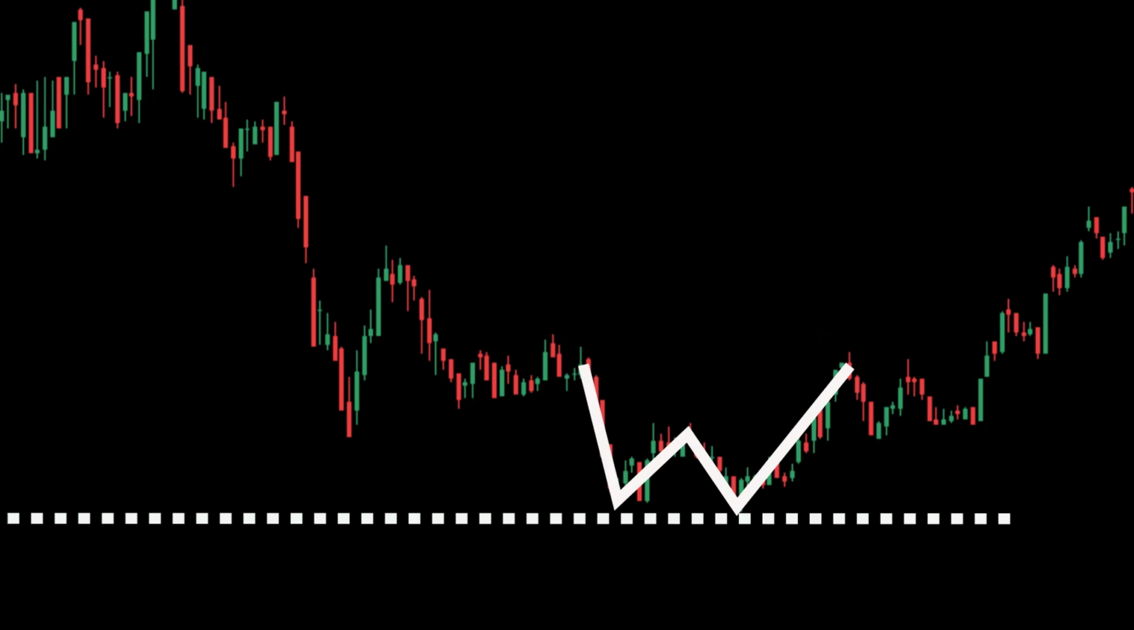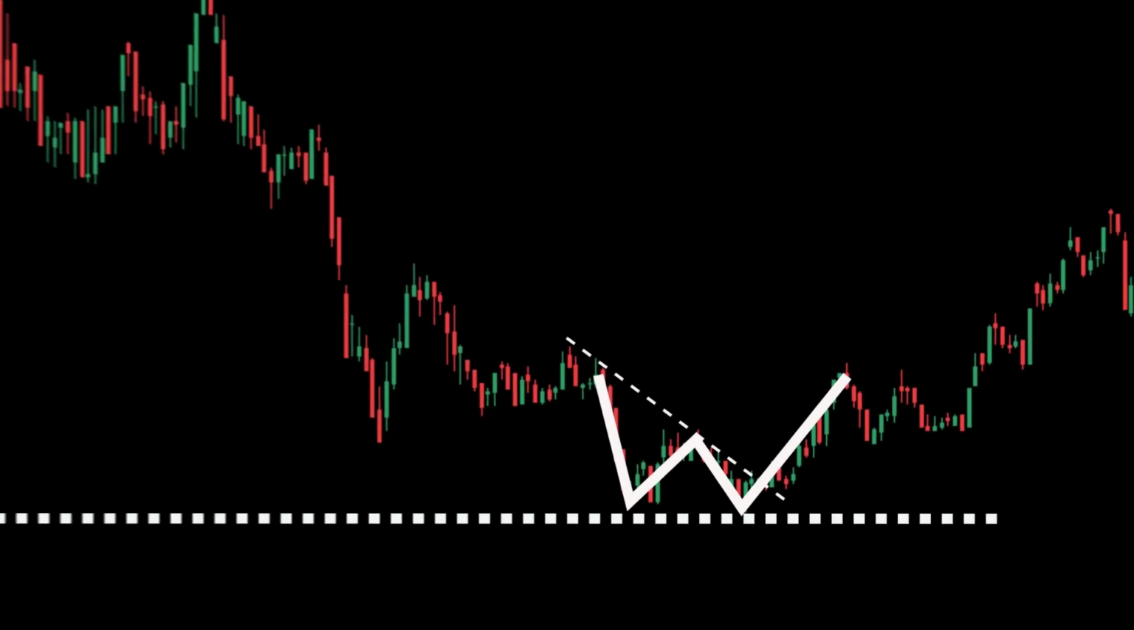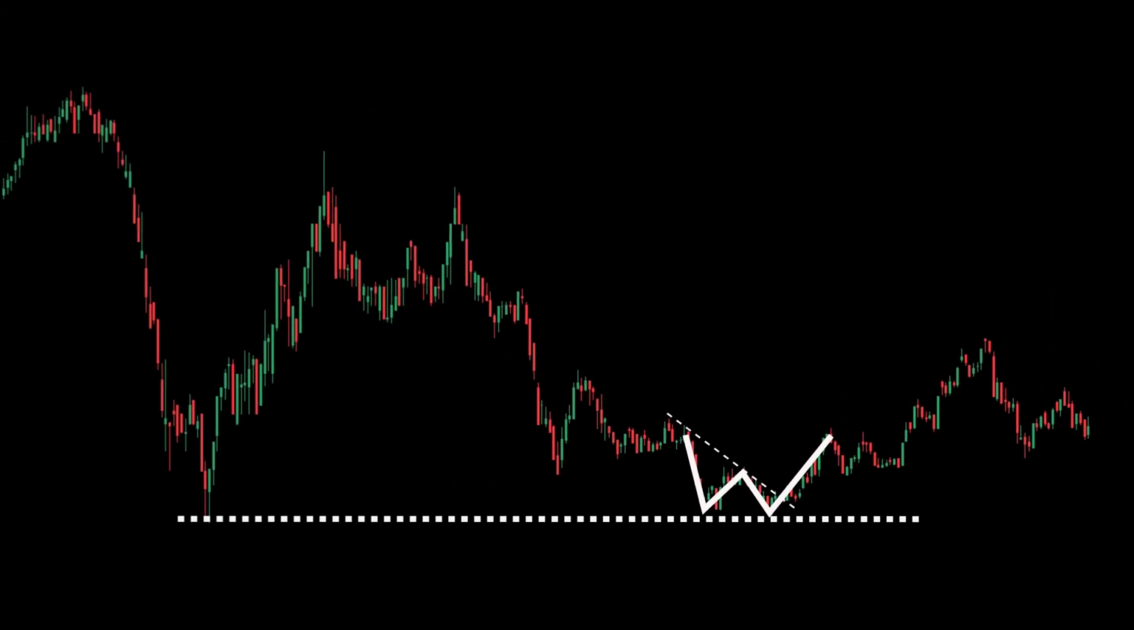There's also another way to confirm a trend change. You can draw a trend line like this, connecting the swing highs, and wait for the price to break through this trend line before looking for long trade setups.